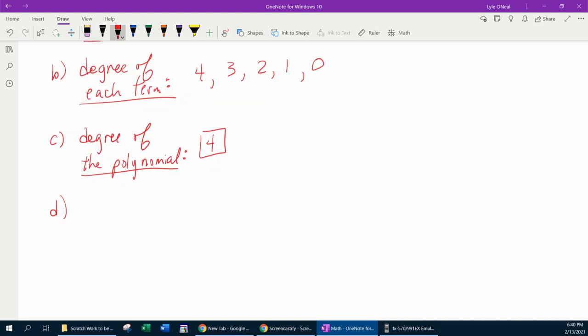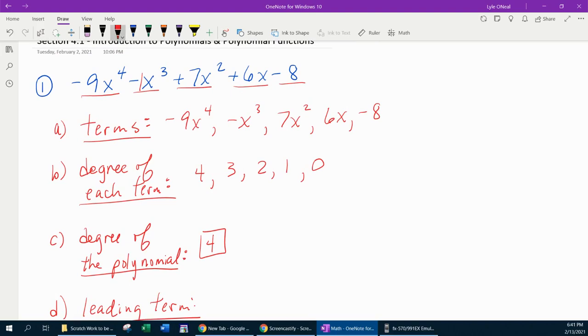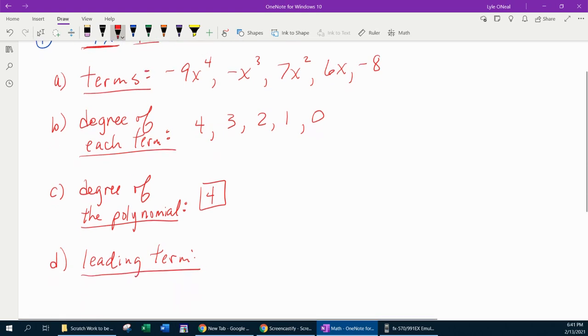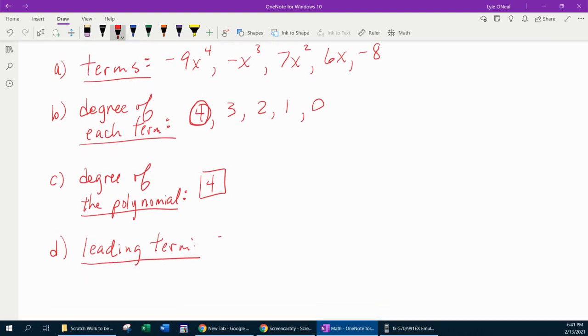D, they want me to identify the leading term. Now, you would think the leading term is the one out in front, the one in the lead. And in this case, it is, but not because it's first, it's because it has the highest degree. So whichever term has the highest degree is the leading term. In this case, that is negative 9x to the fourth.